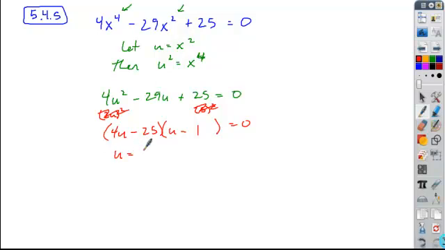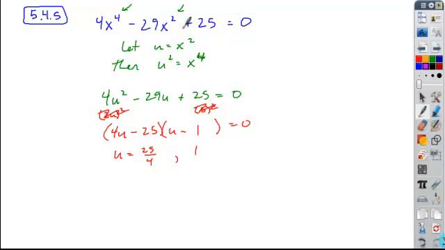Okay, so this gives me two values for u. If I take my factor and I set it equal to 0, okay, my first factor will yield the opposite of the constant, so positive 25 over the coefficient 4. And my second one is just a value of 1. So those are my two possible answers.